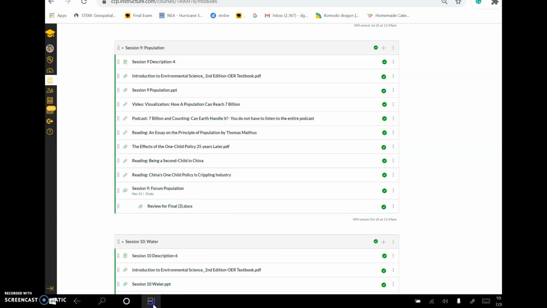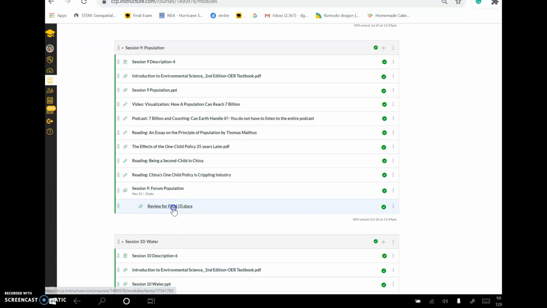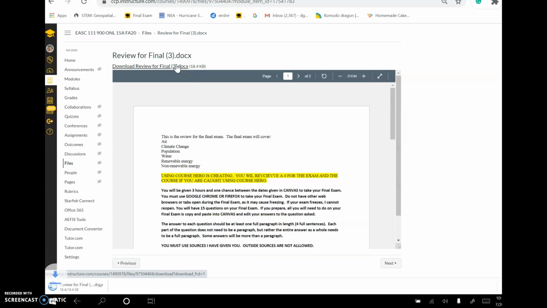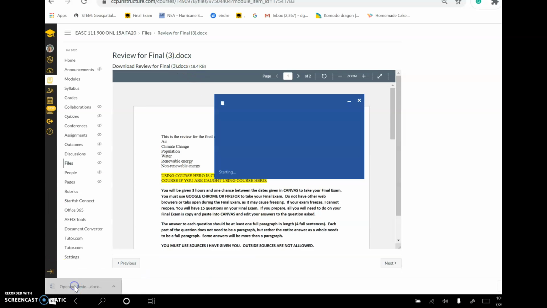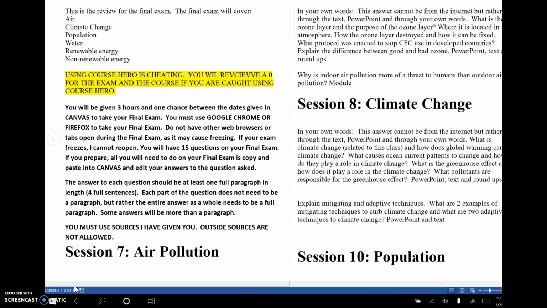So let's take a walkthrough. I'm just going to click open. I thought I had already opened it, but I guess I didn't. So the review for the final, it's the same setup as the midterm. All the questions that are on the final exam are given to you in the final exam review. There's just some header information there at the top, and let's take a walkthrough.